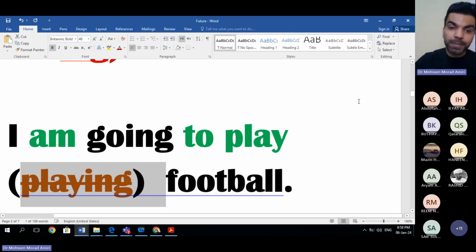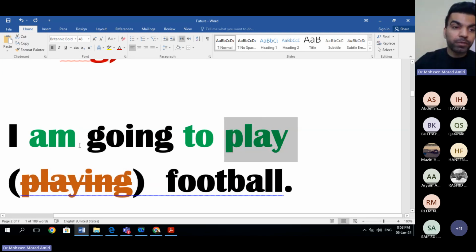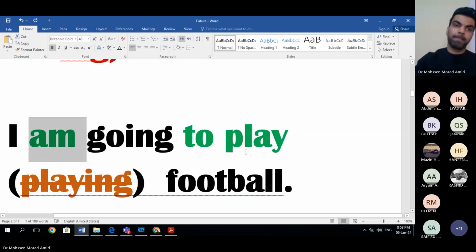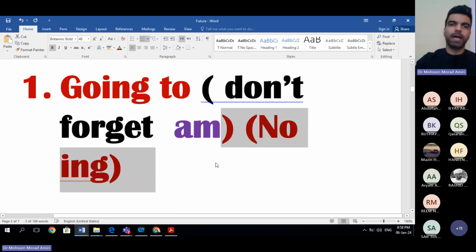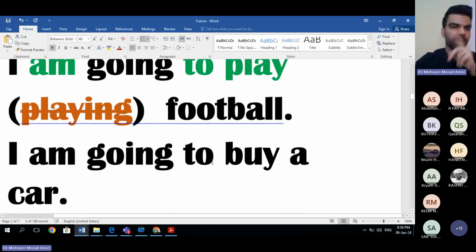The verb will be simple, and it is necessary to write am. Two important points, keep them in your mind. Going to: don't forget am, and no ing after going to. This is number one.